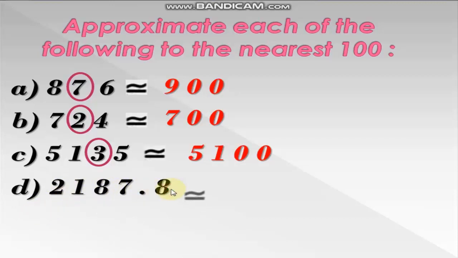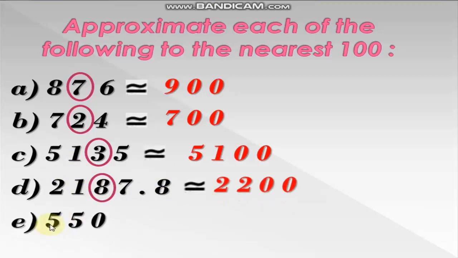Letter D. 2187.8 approximate to the nearest hundred. The hundreds digit here is number 1. Look at the tenths. Tenths here is number 8. 8 is greater than 5. So we replace 8 and 7 by two zeros, remove the decimal part and add 1 to the hundreds. It became number 2200.